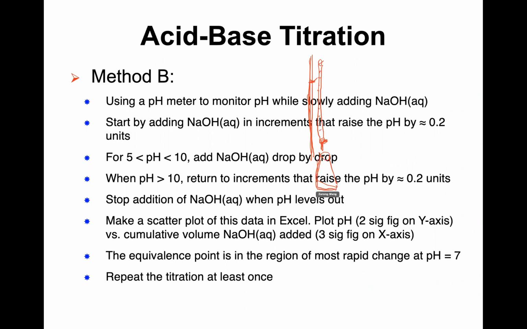In this case, since you use a pH meter, you have a probe. The probe should always be inserted into the liquid, and this is connected to a meter. So this meter will be able to read the pH values. So you add base to here, then the pH changes, you record it. Then you can see how much increment of base you added by the change of pH, about 0.2 units. But in this range, you need to add sodium hydroxide drop by drop.